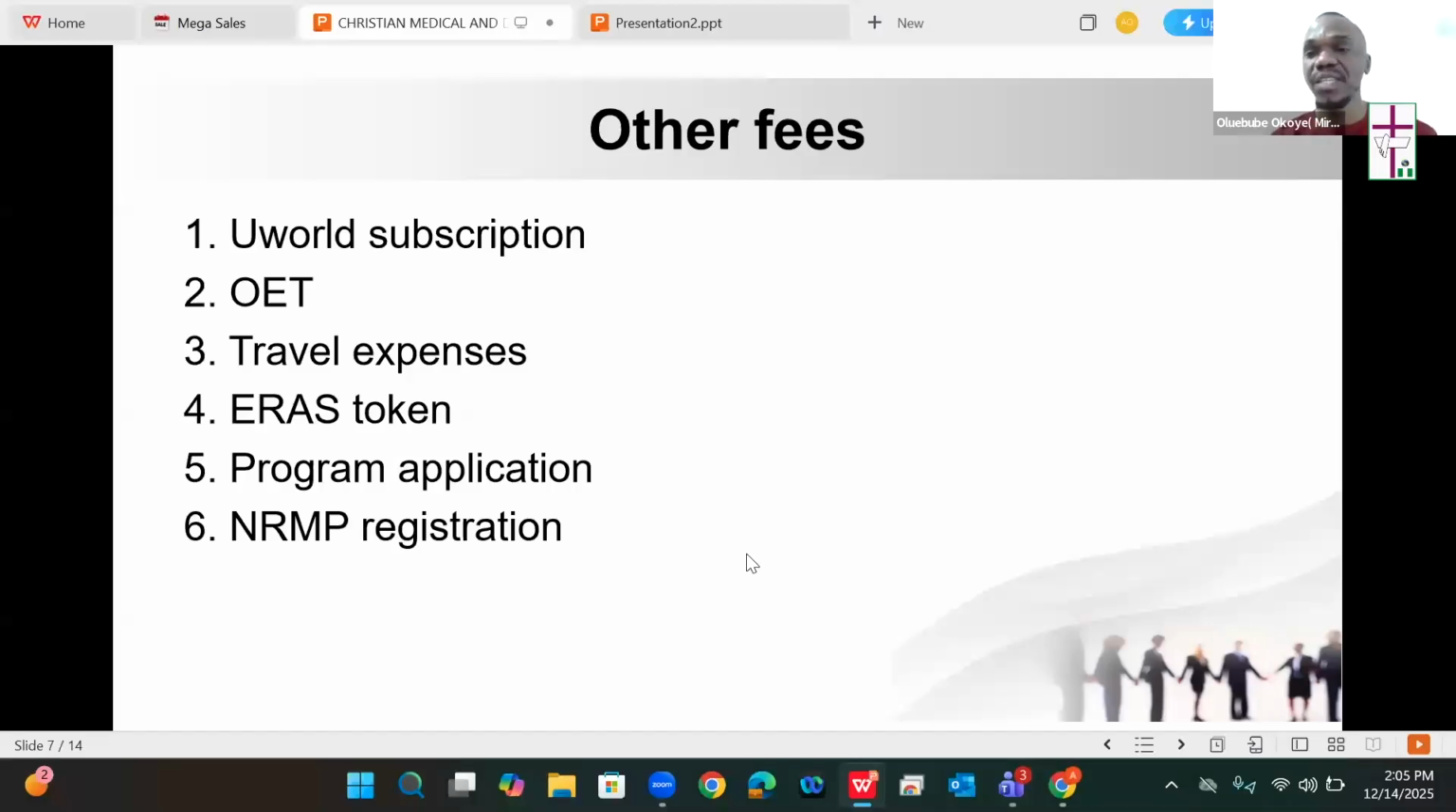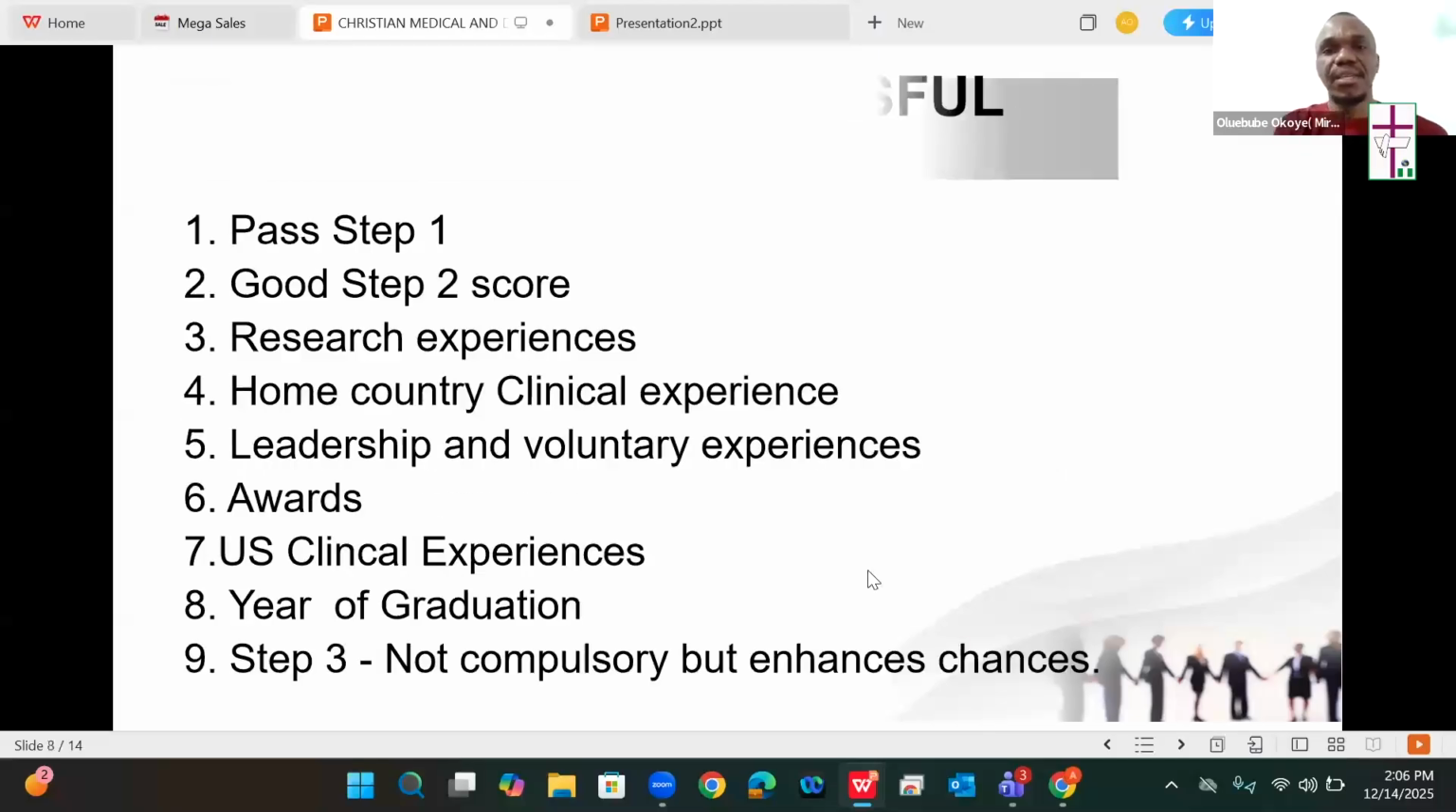Then you also need to pay for your ERAS. There's what we call the ERAS token. It's just $160 as at last year. That's also to enable you to apply to different programs. Then you also need to pay for program applications, that is, applying to different programs. You actually pay to apply. Then for the NRMP ranking, you also need to pay a little amount of money, I think about $70 or so. But these are some other fees that may be necessary.